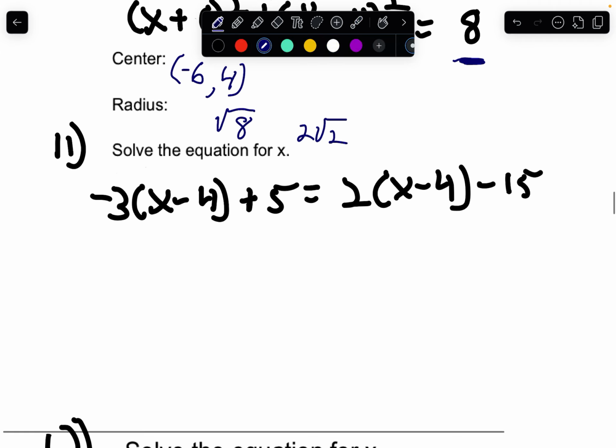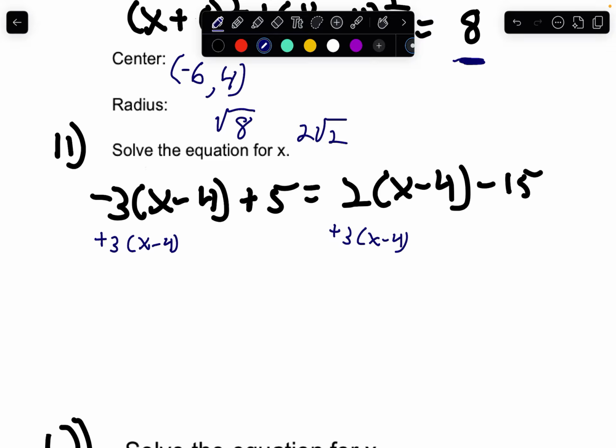I'm going to begin by adding 3x minus 4 to both sides. Okay. Those sum to 0. We are left with 5 equals, now we have 2 plus 3 right here, just like with variables. 2 plus 3 is 5. And that's x minus 4 minus 15.